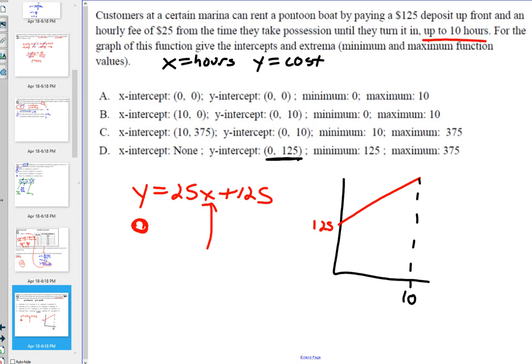All right, so let's look at the extremes. What's the minimum and maximum value of the function? When you talk about minimum and maximum, you're talking about y. How high and how low. What's the lowest you could pay? 125. So the minimum would have to be 125, which this one also says. The maximum, what's the most amount of time that you can use the pontoon boat? 10 hours. If I plug in a 10 for x, what is 25 times 10? 250 plus 125. It's 375, the answer here.